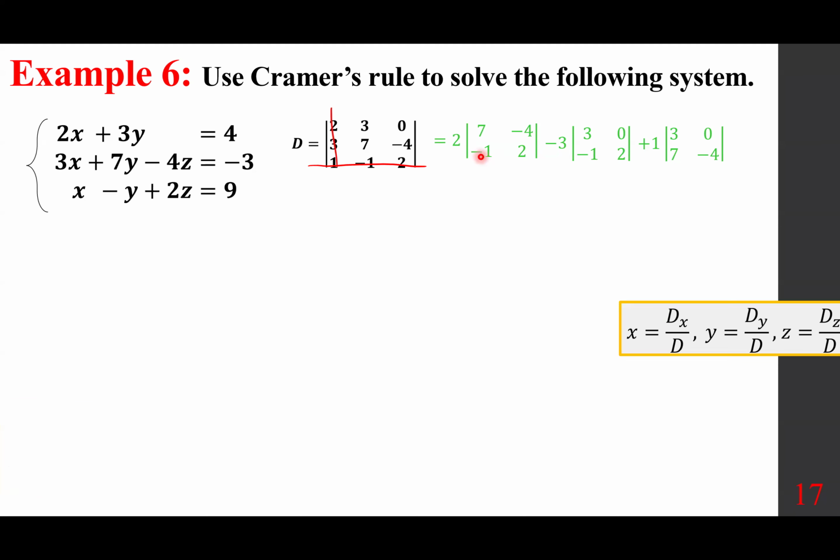So this one is 7 times 2, 14, minus negative 1 times negative 4 is 4. This one is 3 times 2 minus 0. This one is 3 times minus 4 times 0. And if you multiply by 2, 14 minus 4 is 10 times 2 is 20. This is 6 times negative 3 is minus 18. This is positive 1 times negative 12 is minus 12. And they add up to negative 10. Again, we are going over that with details.